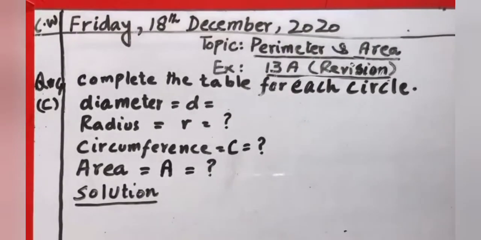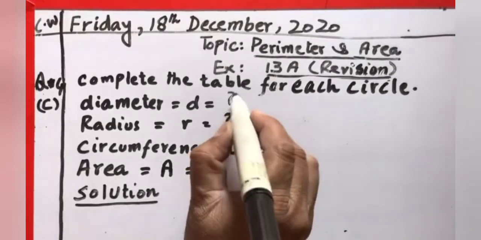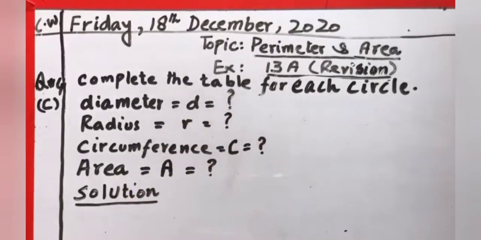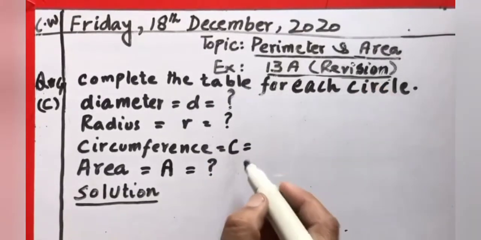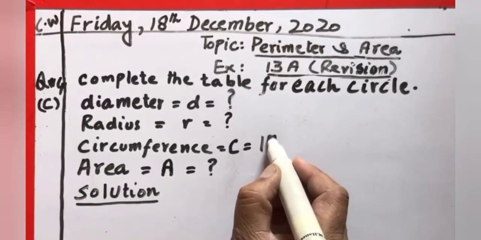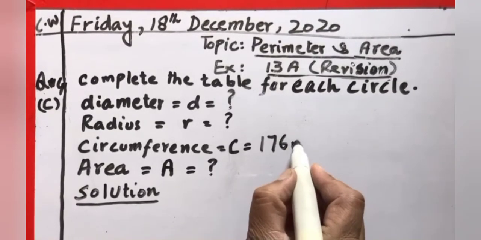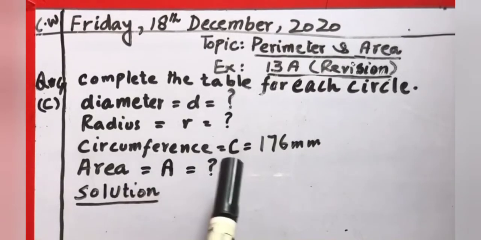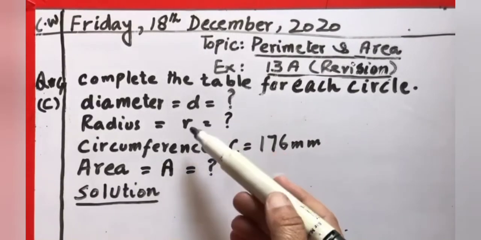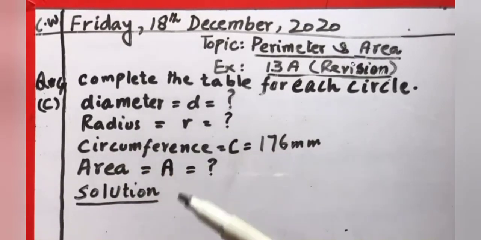Okay students, now we are going to solve question number 4 C part, in which the diameter we have to find, and the radius of the circle we have to find, and the circumference of the circle is given, which is 176 millimeter, and the area we have to find. So in this part only the circumference is given. We have to find the other three parts, which are the diameter, radius and the area of the circle.